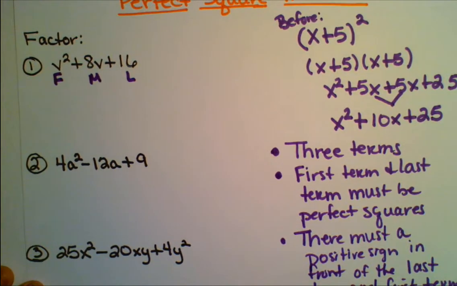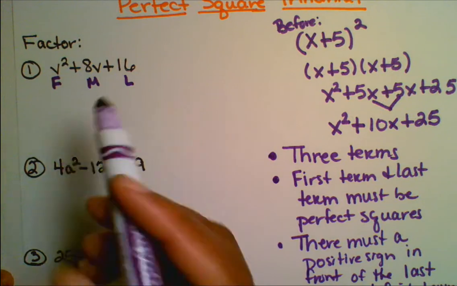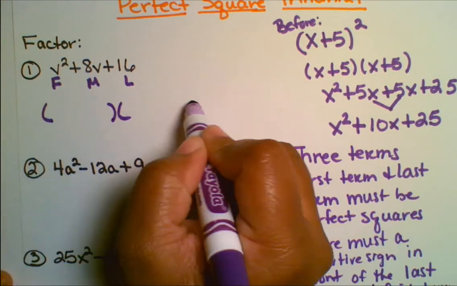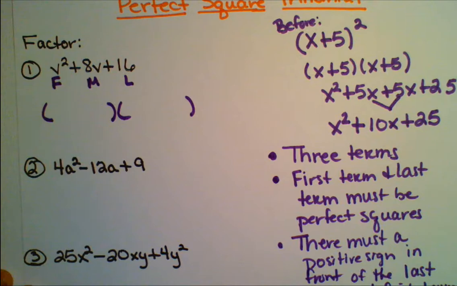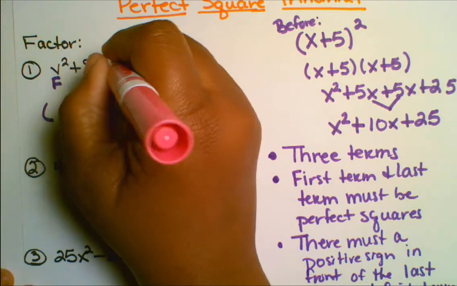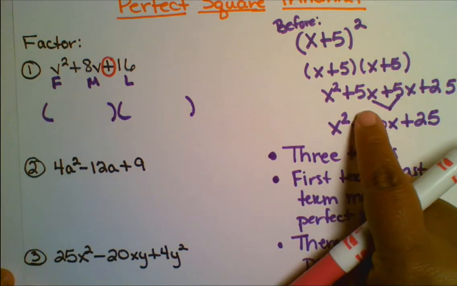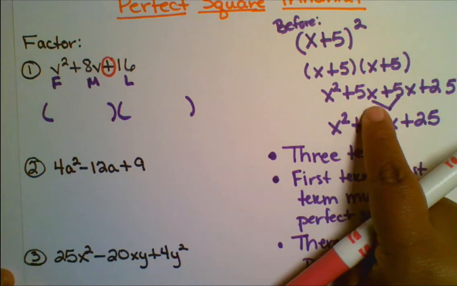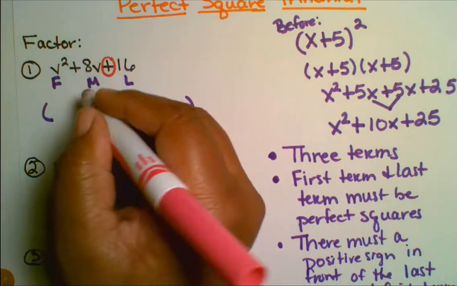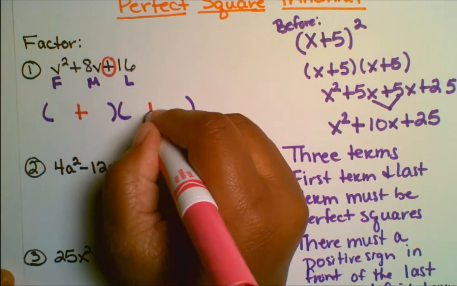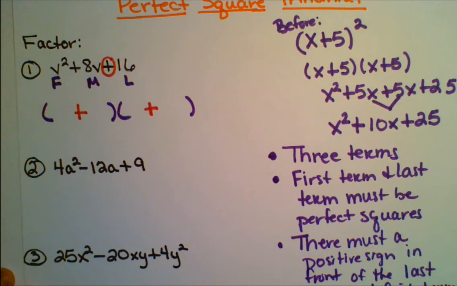As with any trinomial, we're going to set up our template, our 2 sets of parentheses, and remember our sign rules. The sign of the last term here is positive, so we're going to have the same signs. Whenever we factor a perfect square trinomial, the signs are going to be the same. That goes in line with the outer and inner terms being identical. For example 1, we're going to have 2 positive signs.